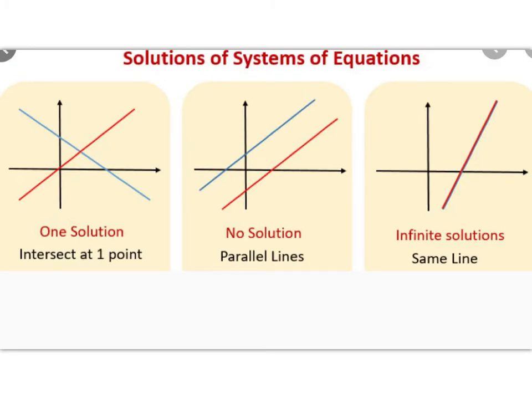Like we said in the last video, the whole point of systems of equations is to find the point of intersection. There are three possible outcomes. You have one solution, where the lines intersect at one point. You have no solutions in the case of parallel lines, where the lines never intersect. Or you have what is called infinite solutions, where it's the same line. The lines lie on top of each other and they intersect at every point. And that's why you call it infinite solutions.